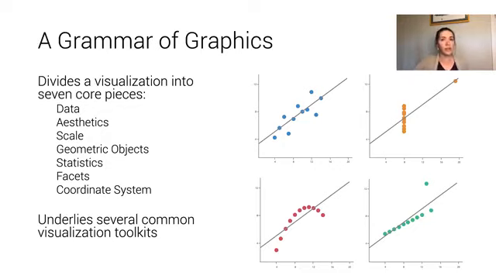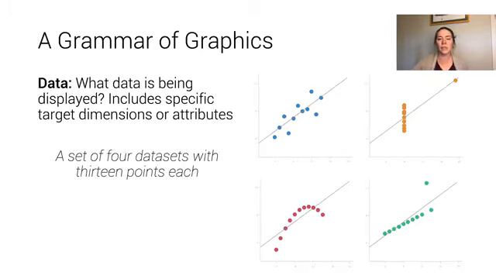The reason that we're talking about the Grammar of Graphics specifically, in contrast to other ways of reasoning about visualization design, is that the Grammar of Graphics underlies several common visualization toolkits, including ggplot in R, Vega Lite and D3 in JavaScript, and the subject of our next set of lessons, Altair, which is a toolkit that's developed for visualization design in Python.